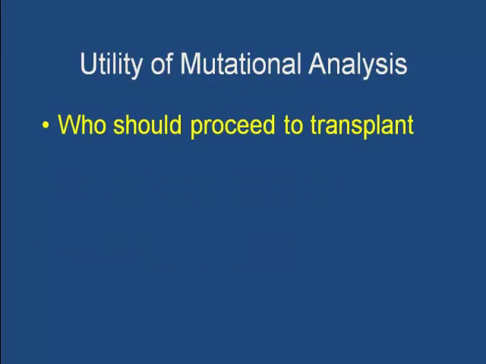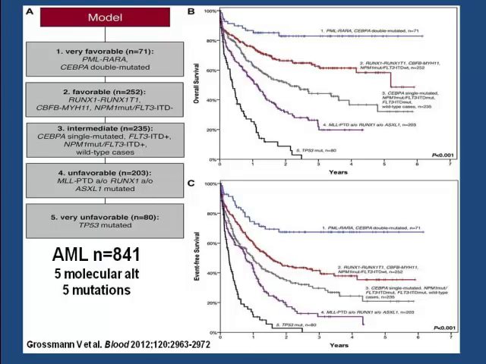So the first question has already been addressed by Dr. Bloomfeld, but I would like to show a different analysis. This is from the Munich Leukemia Laboratories. They looked at 841 patients with AML, and this is a prognostic model based solely on molecular and mutational abnormalities. So they did not include cytogenetics in this model. And they tested 5 molecular alterations and 5 mutations, and you can see the model here from very favorable to very unfavorable.